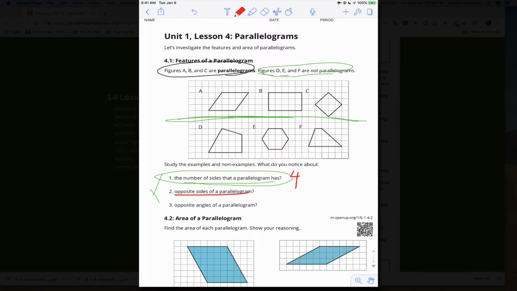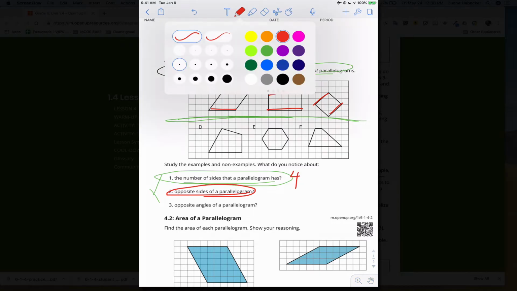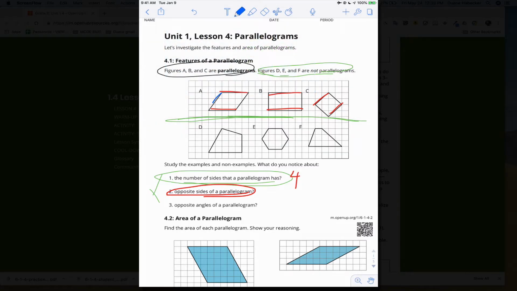What about the opposite sides of the parallelogram? What do we notice? Well, opposite sides seem to be parallel. Not only are opposite sides parallel, but it appears as though the opposite sides are equal to each other, the same length as each other. All right, so that's what we're noticing about parallelograms.